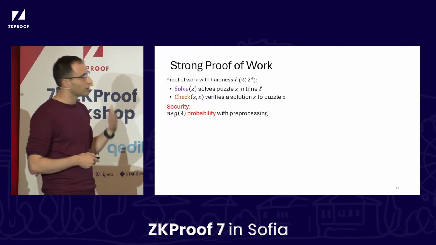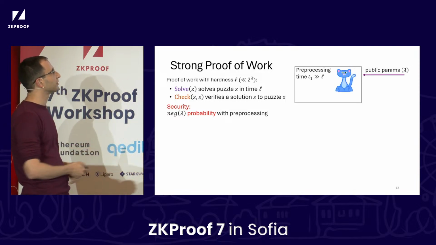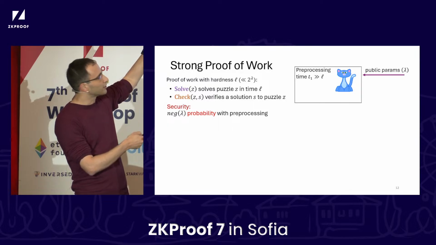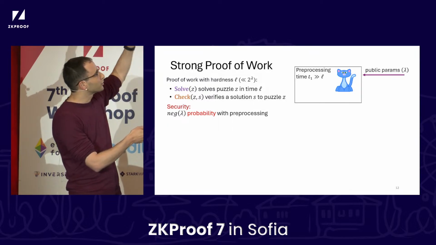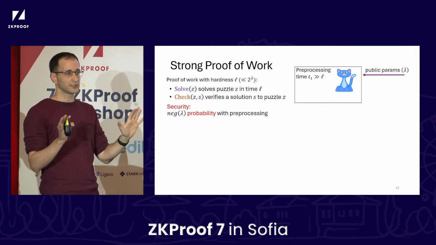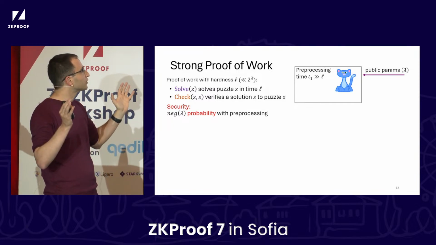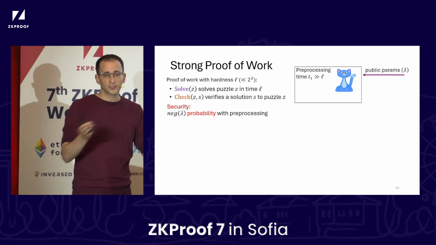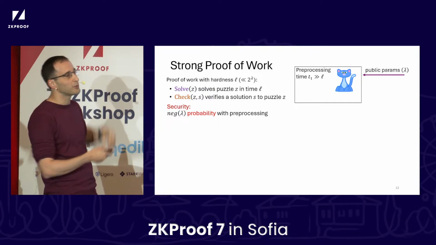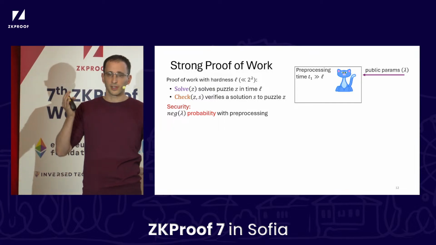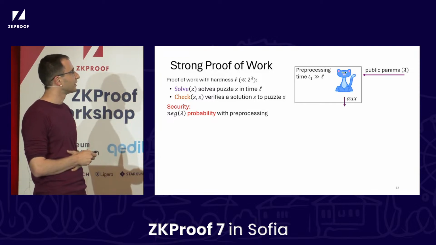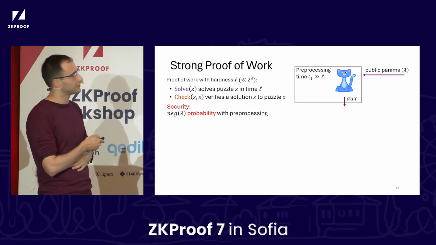Even if you have preprocessing, let me define this more accurately. You have an algorithm, a big algorithm that runs in time much, much bigger than L, but it's a preprocessing algorithm. It doesn't know the puzzle Z. It runs in some large time and produces some state, and maybe gets some public parameters if your proof of work has a setup. If it doesn't, then it doesn't. So it passes on some auxiliary state.